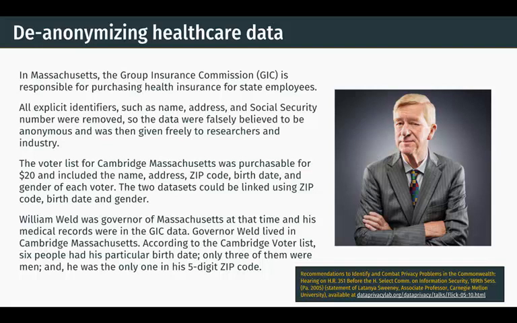So using the voter data, she looked up his birthday. There were 6 people in the county of Cambridge where he lived. Only 3 of them were men. She had this gender information, and he was the only one living in that zip code.